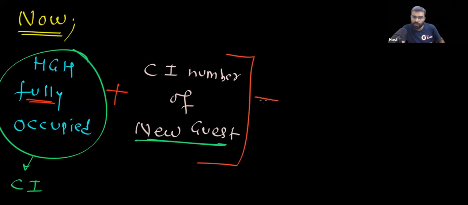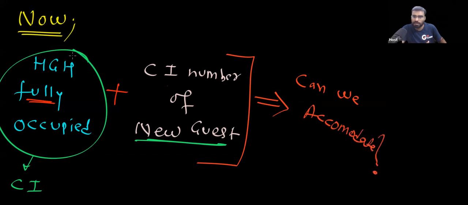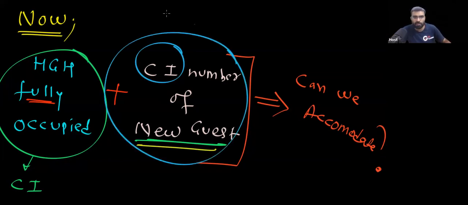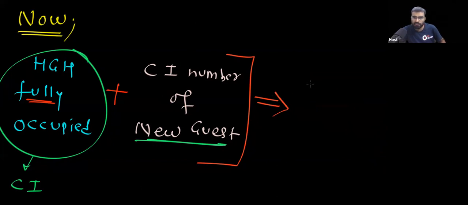Anyone want to suggest, can we accommodate? Tell me. New guests are coming. How many new guests are coming? Infinite. A countable infinite number of new guests are coming. So, an infinite number of new guests are coming. Can we accommodate? Yes, we can accommodate. We can still accommodate.